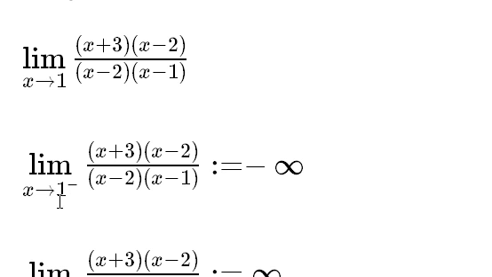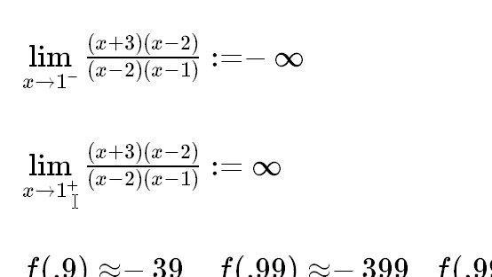So let's look at what happens when we approach 1 coming in from the left-hand side. Of course, this is called a left-handed limit, and I'm claiming that this limit is going to negative infinity. Then we're going to look at the right-handed limit, that is, x approaches 1 from the right-hand side, and I'm claiming that the graph is going to positive infinity. The way we're going to do this is numerically.